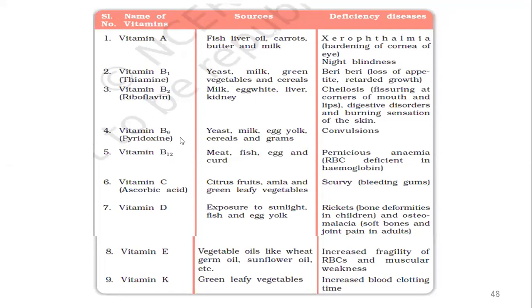These are the different types of vitamins. See, vitamin A, B1, B2, B6, B12. Then vitamin C is also called ascorbic acid. Then vitamin D, vitamin E, vitamin K. All these vitamins are shown. Their sources are also shown. This table is very important.